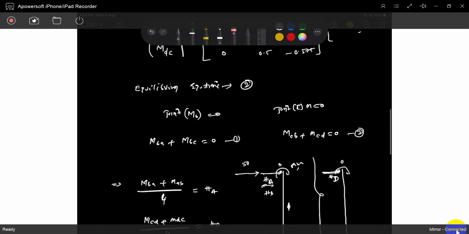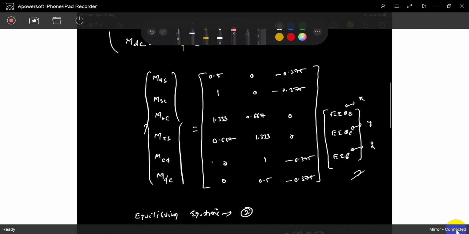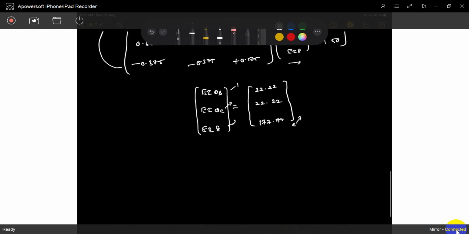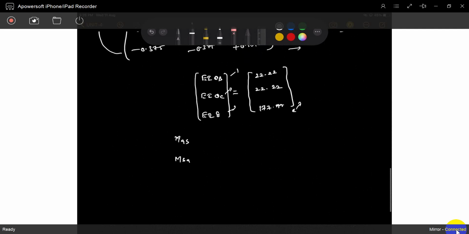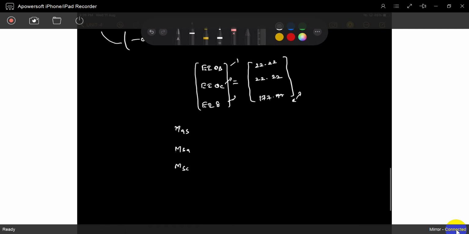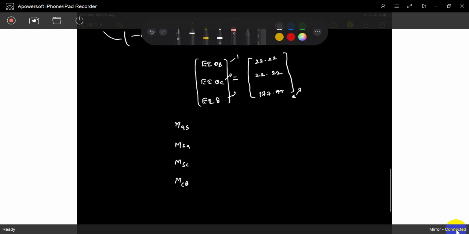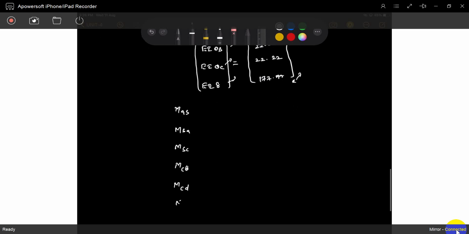Otherwise, we already wrote it in matrix form. Just place these values in this, you will get MAB, MBC. I will write once again: MAB, MBA, MBC, MCB, CD, DC.